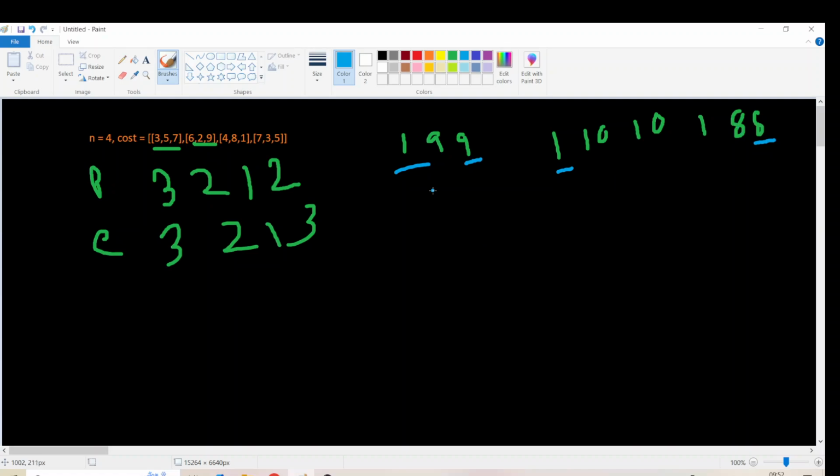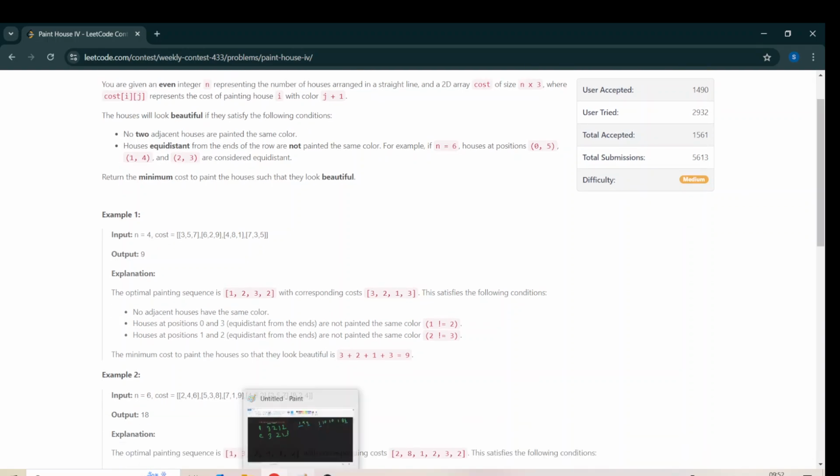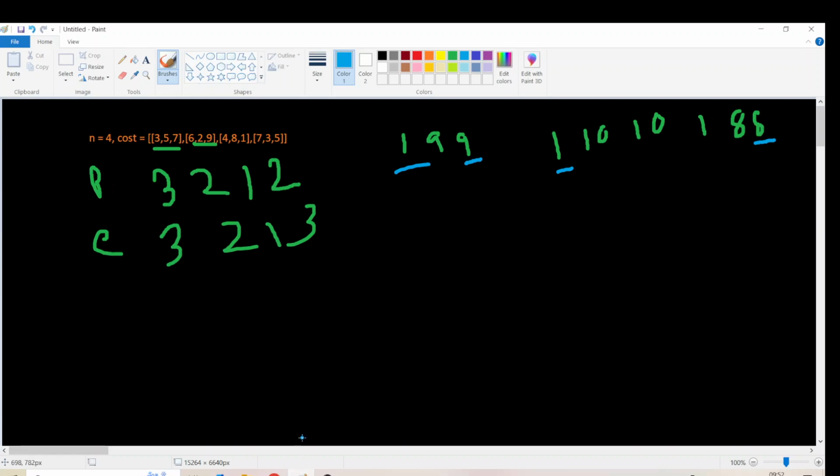I hope you get the example explanation. Now let's think how we can solve this problem. What is the brute force way to solve this problem? The brute force way is to try assigning each and every color to each and every house. So we have three colors and we are trying to assign them to each and every house. The overall time complexity will be order of 3 to the power n, and this could be solved using recursion also.